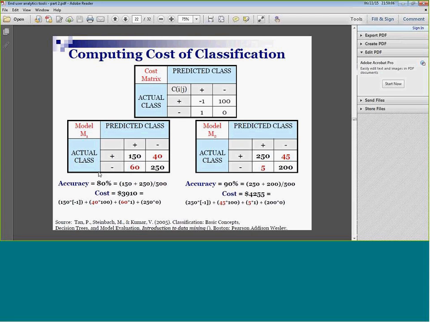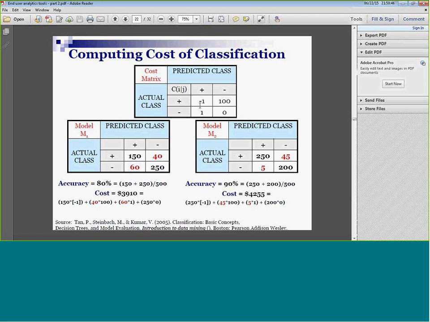So if we compute the overall accuracy, remember the accuracy is the number we got right. So 150 plus 250 divided by the total. So that's 400 divided by 500. So our accuracy here is 80%. Right? Got 80% right. We predicted 400 out of the 500 cases correctly. What's the accuracy of this one? Well, we predicted 450 out of the 500 cases correct, so it's got a 90% accuracy. If you stop there and said which model's best, you'd say, well, this one's more accurate.